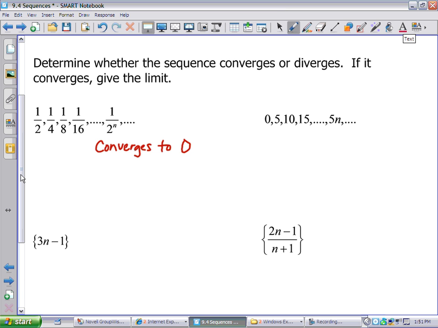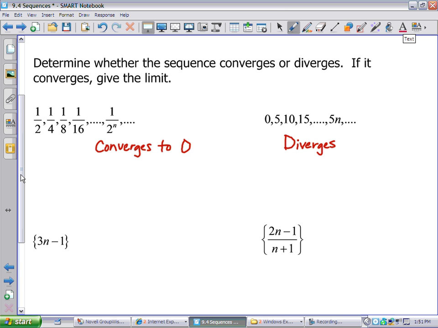Okay, let's look at the next one here on the right. It says we have a sequence that's 0, 5, 10, 15, and so on, 5n. Meaning the bigger the number that you plug in for n, what's going to happen? Well, if I plug in 100, it's going to be 500. If you plug in 1,000, it's going to be 5,000. The bigger that n gets, the higher the number is going to be. So it's going to be heading to infinity, meaning it doesn't have a limit, meaning that it diverges.